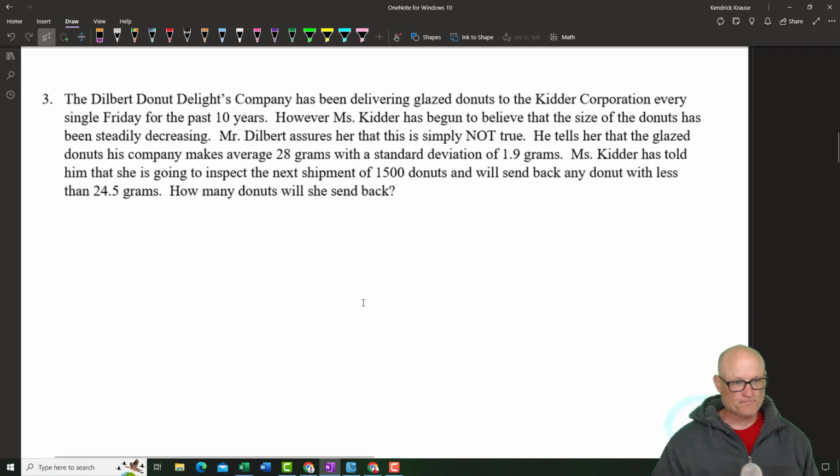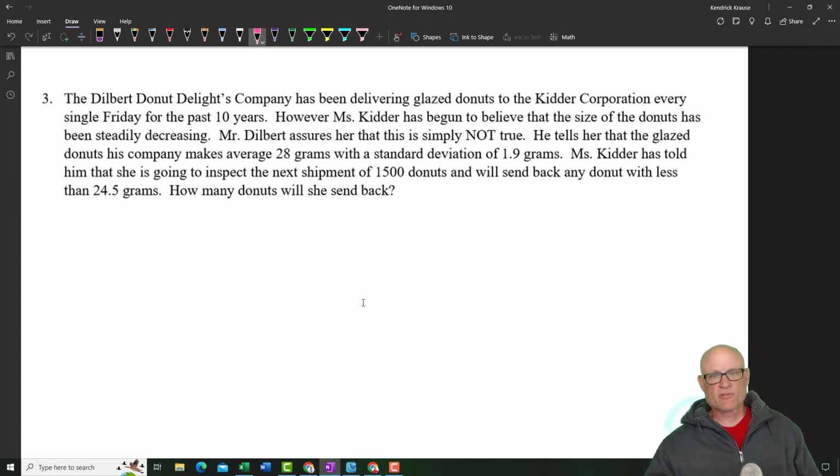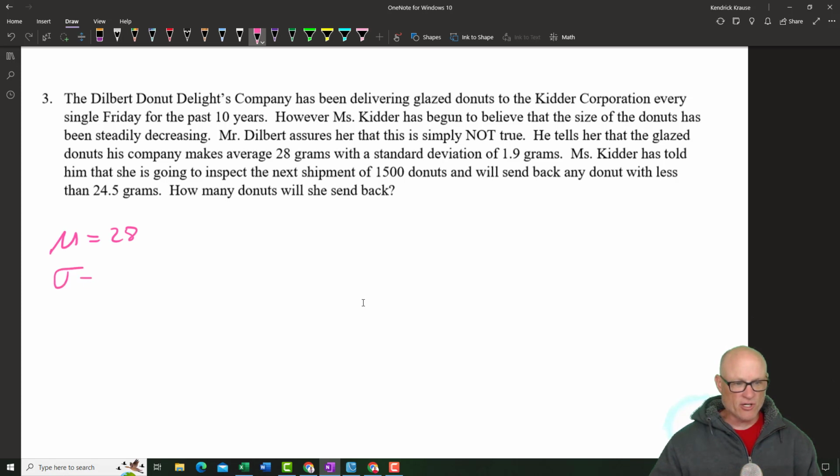All right, kids, we're getting close. The Dilbert Delight Company has been designing glazed donuts for the Kidder Corporation. Ms. Kidder has begun to believe that the size of the donuts has been steadily decreasing. Mr. Dilbert assures her that this is simply not true. He tells her that the glazed donuts he makes average 28 grams with a standard deviation of 1.9 grams. Ms. Kidder has told him that she's going to inspect the next shipment of 1,500 donuts, and anything less than 24.5 grams she's going to reject.